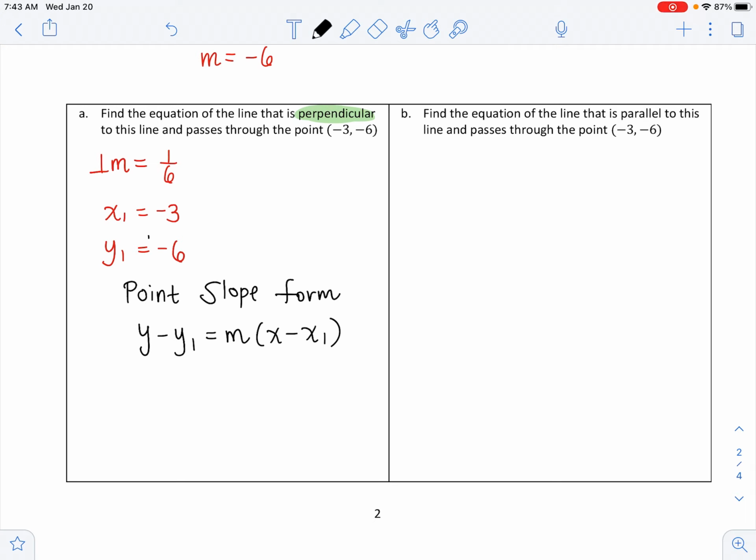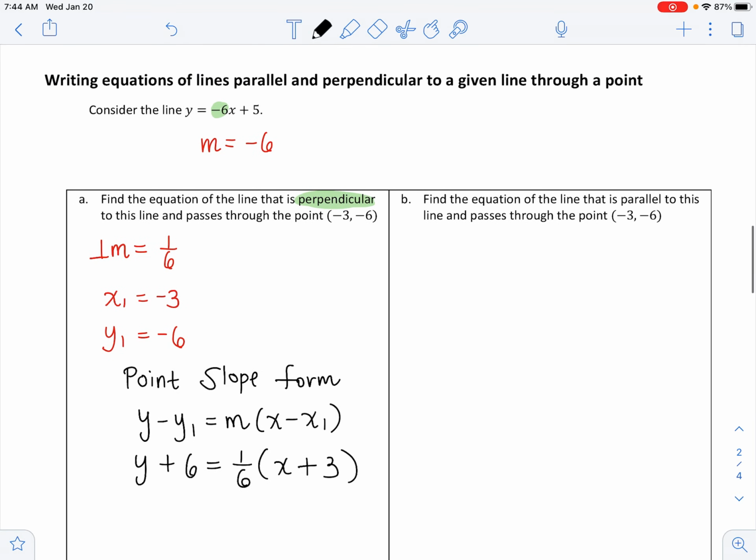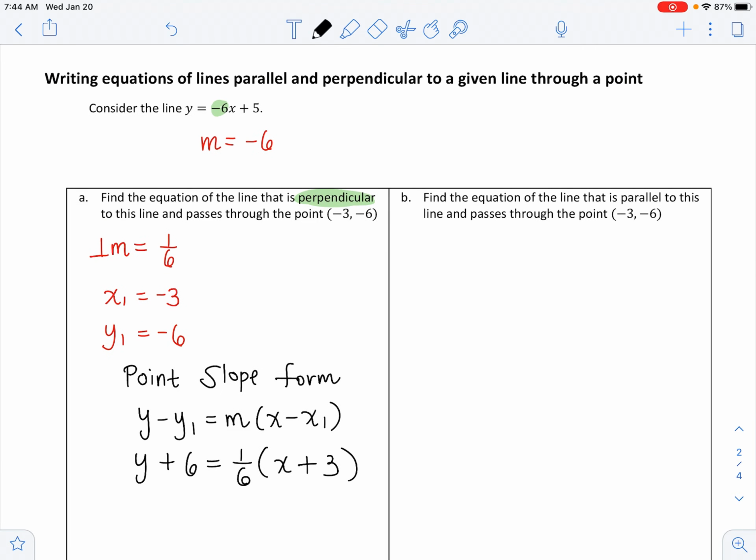The left side of the equal sign will be y minus negative 6. We should write this as y plus 6, because it's subtracting a negative. So y plus 6 equals the slope of 1/6, times parentheses x minus negative 3. Subtracting a negative 3 is adding a 3. Did they say if they wanted the equation in slope-intercept form? They didn't. So I'm done.